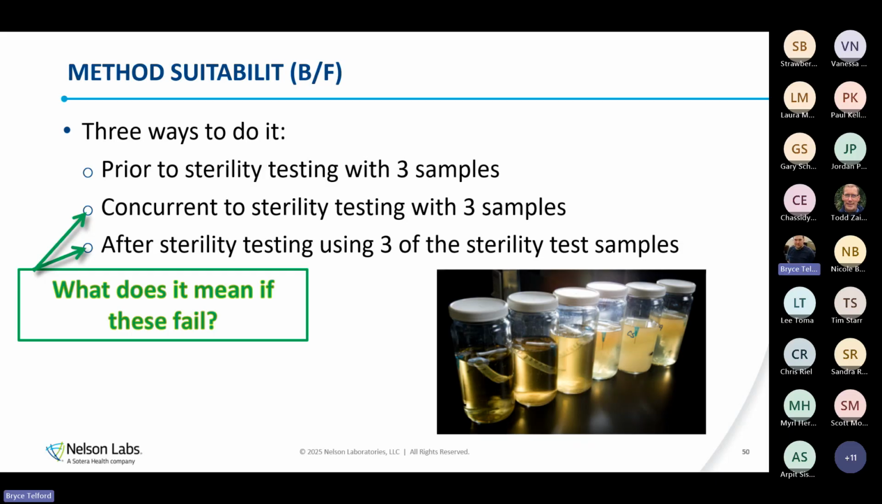So what does it mean, for example, if we do a post-sterility test, we've already done the sterility, and that BF fails? Then our entire sterility test is now called into question. Potentially, we've just done our sterility test, now it's inhibitory, and our entire sterility is now invalid. Even if we do it concurrently to the sterility test, the BF's probably going to get done and we're going to invalidate our sterility results.